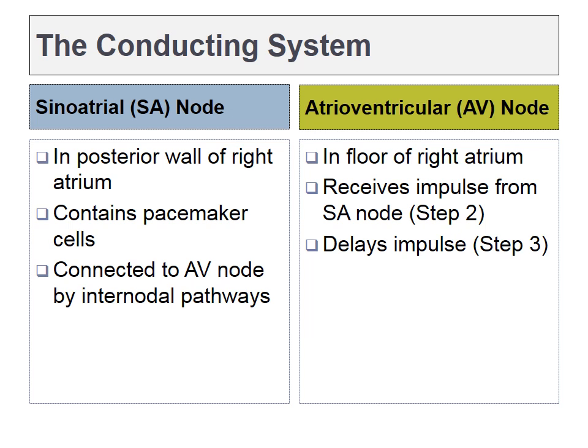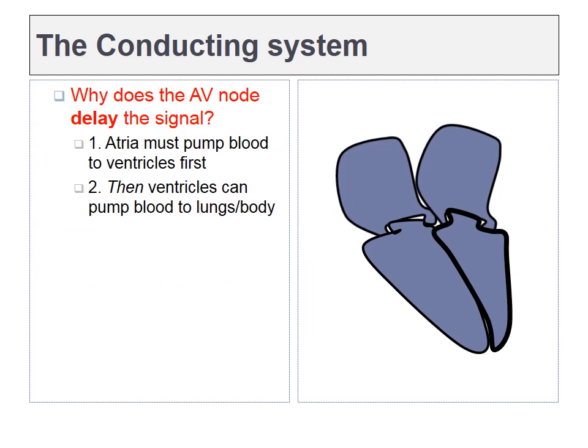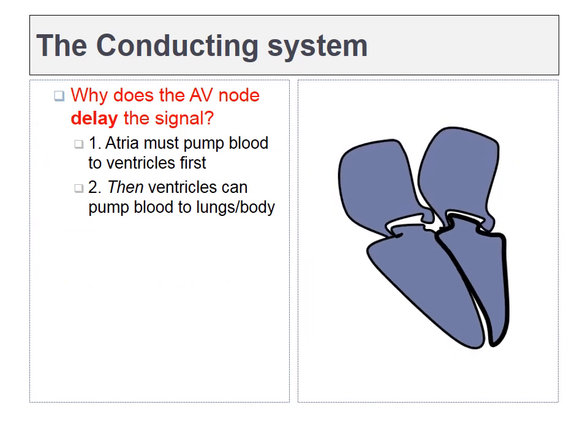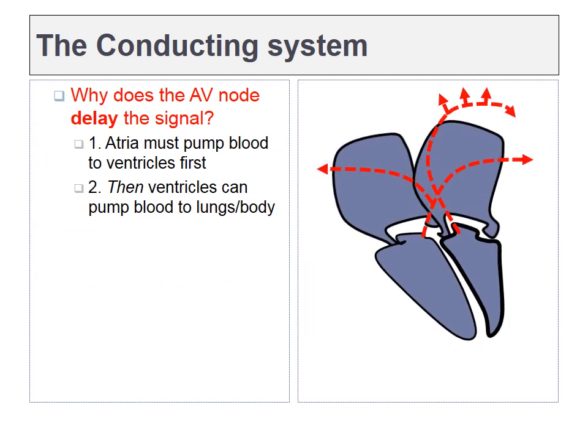The SA node we called the pacemaker. It sets the base rhythm. The AV node delays that impulse before it travels to the AV bundle and the bundle branches. So we have two questions that need answering. Why does the AV node delay the signal?